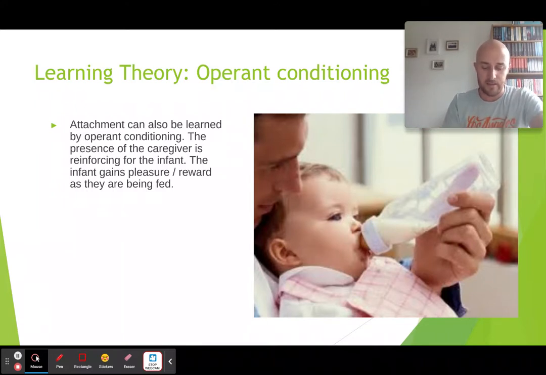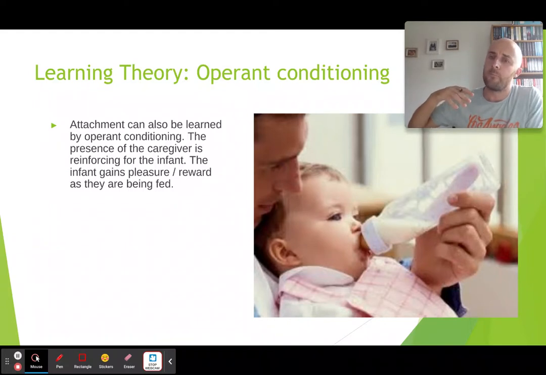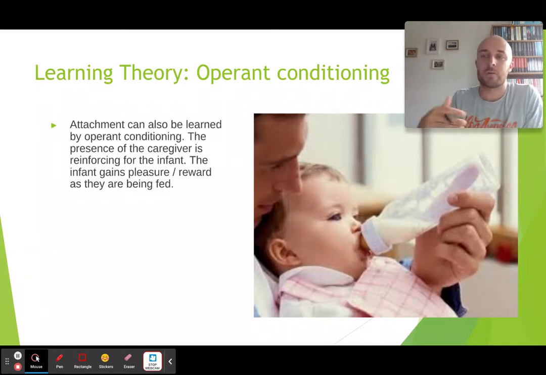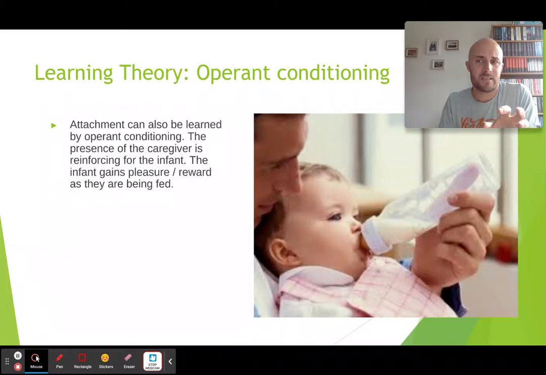I am getting a lot of reward from feeding Bella because she's not meowing anymore. She's not being annoying, not following me around, and she's getting it as well. So both people are benefiting. That's an important part of learning theory. Attachment can also be learnt through operant conditioning.